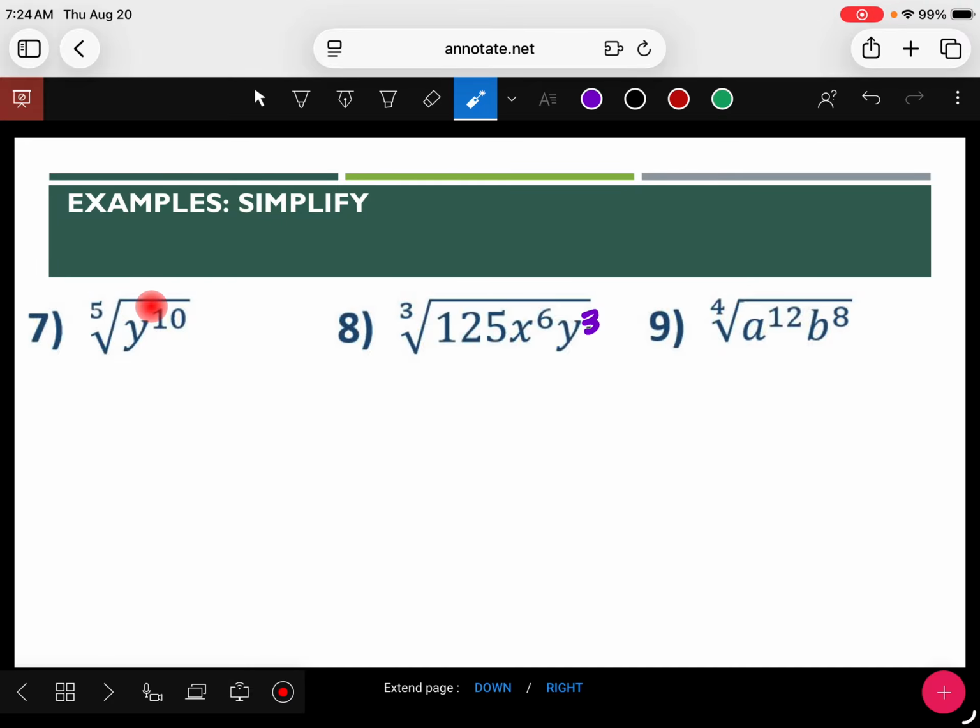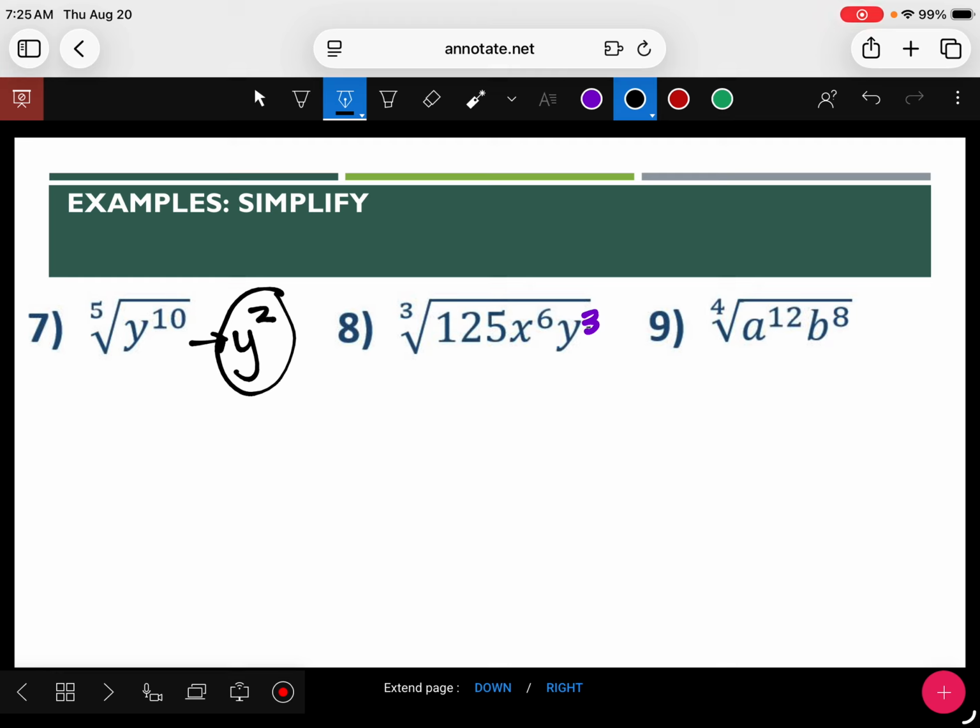If I have 10 people and I want to put them in groups of 5, show me with your fingers how many groups I can make. 2. Would I have anybody left over? No. So it would simply be y squared. That would be my answer. Y squared. That's it.